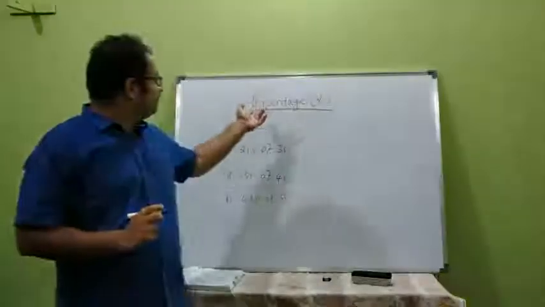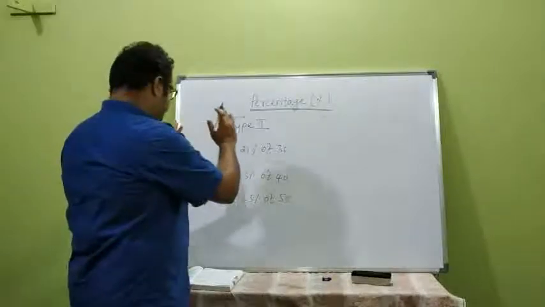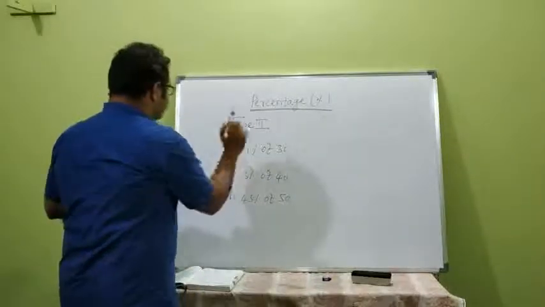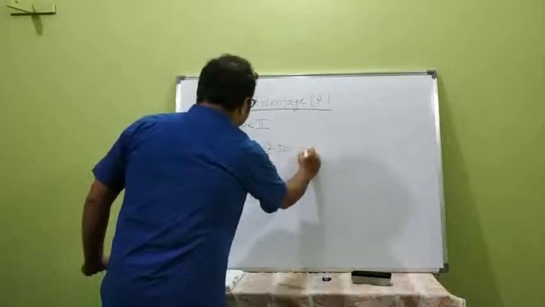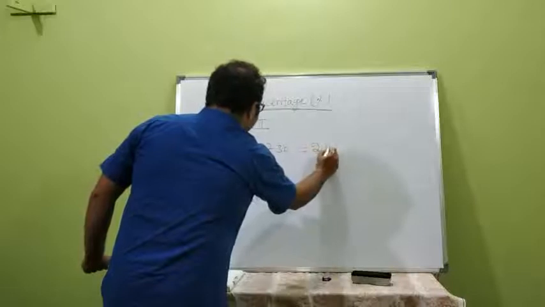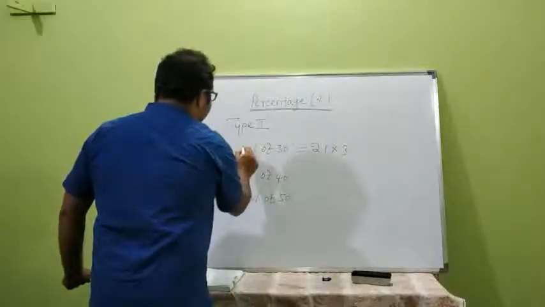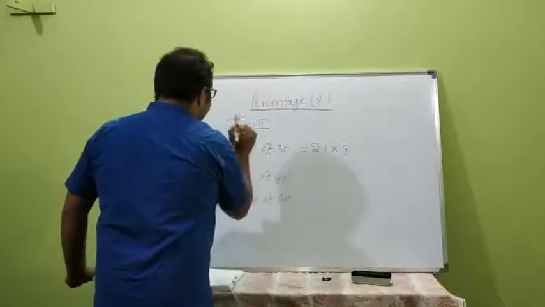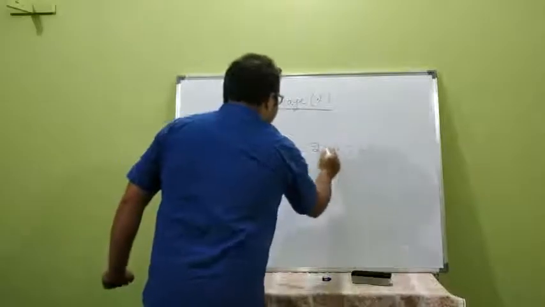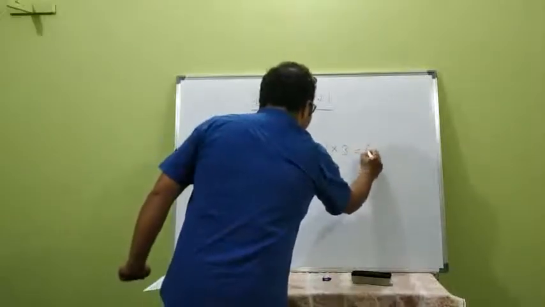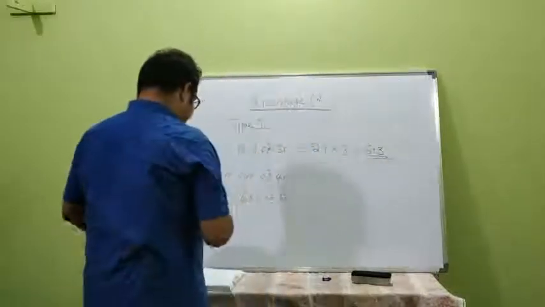Now consider type 2 problem. Like the type 1 problem, this varies slightly. Let's consider the first problem, 21% of 30. That is nothing but 2.1 into 3. Just cancelling zeros, here there is no zero. Put the decimal point from the right in the first step. So 3 2s are 6, 3 1s are 3. 6.3 is the answer.